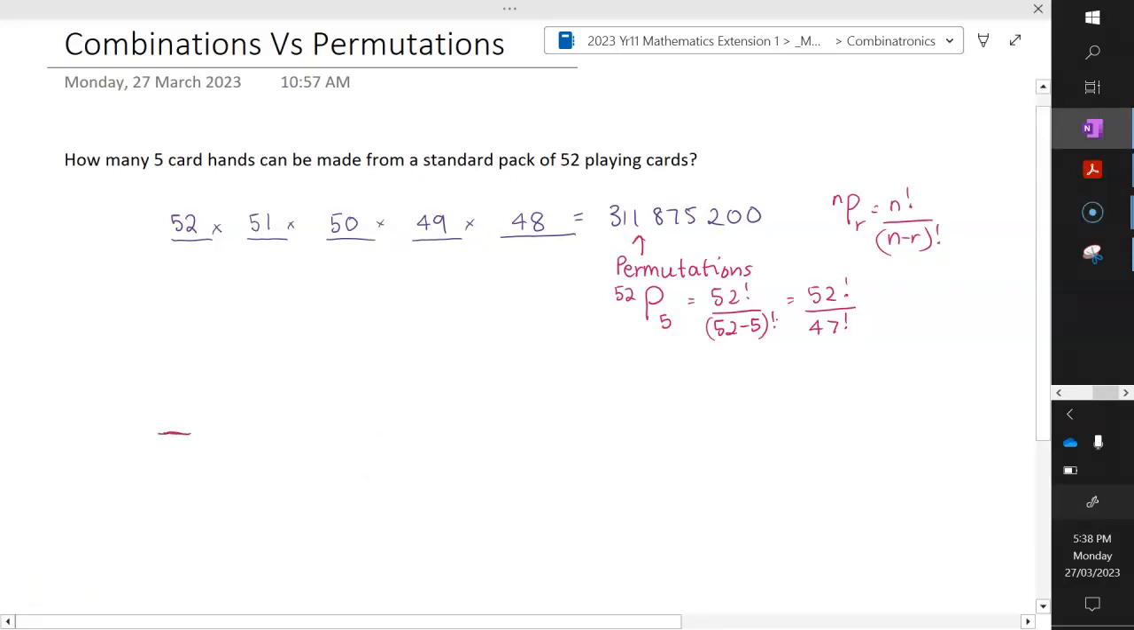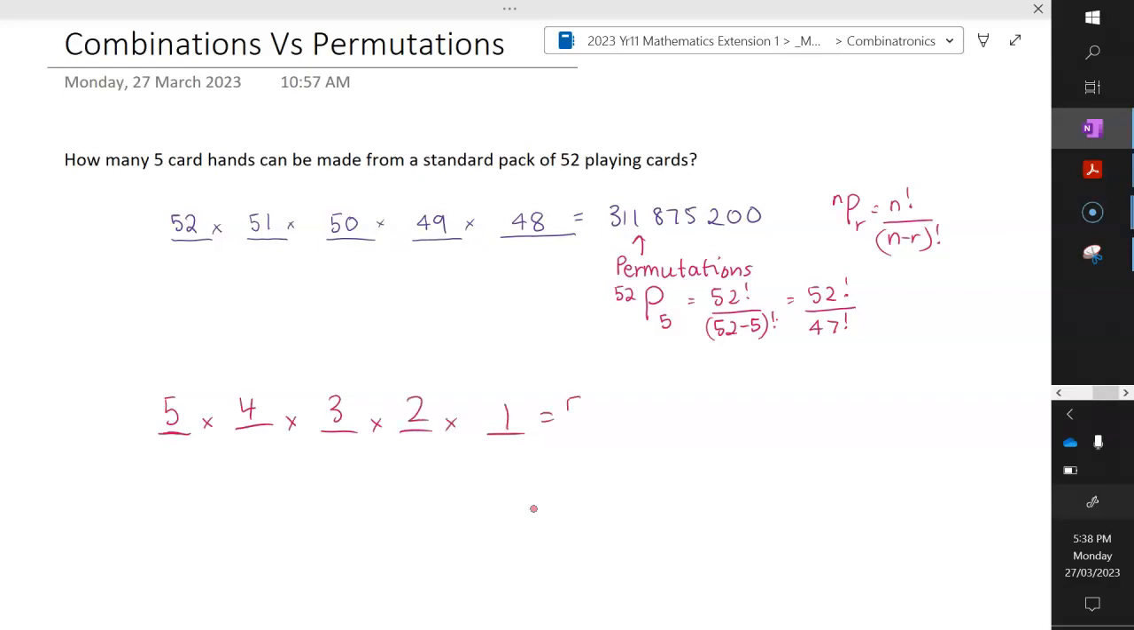So what I want to do is get rid of the necessity for the order of my cards. I'm going to divide my permutations above, my 311 million, by the number of ways that I could have those 5 cards in my hand. That will get rid of the order that I don't need when there's a combination. My first card could take 5 different ways, my second 4 different ways, my third 3, and so on. We're really good at these ones now. That's the same as 5 factorial, which is 120.